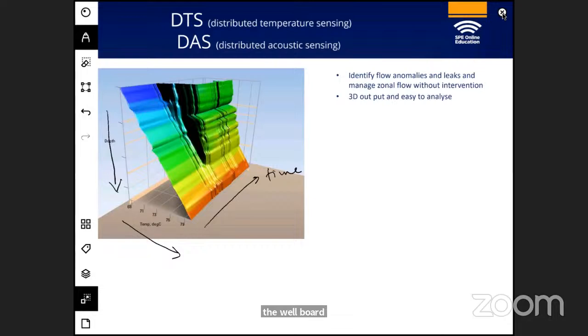In one of the fields here in Abu Dhabi, we are using it for gas lift optimization. It helps us to identify flow anomalies and leaks and manage zonal flow without intervention. It gives a 3D output of the analysis, and it is very easy to analyze.